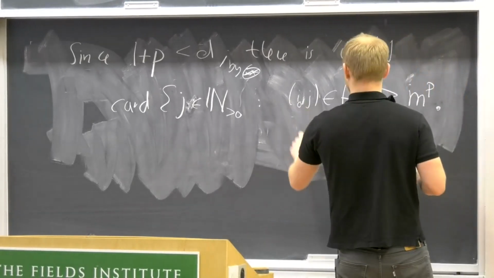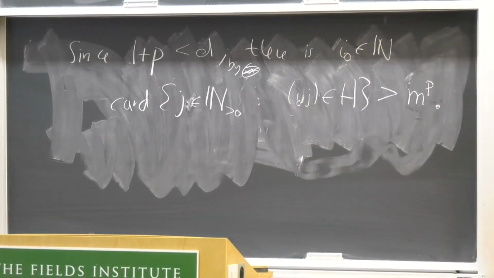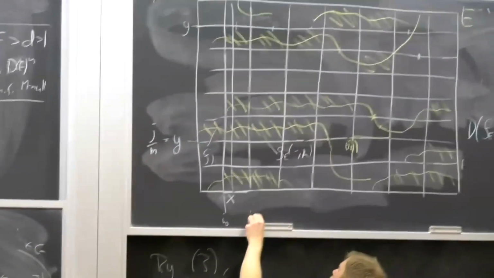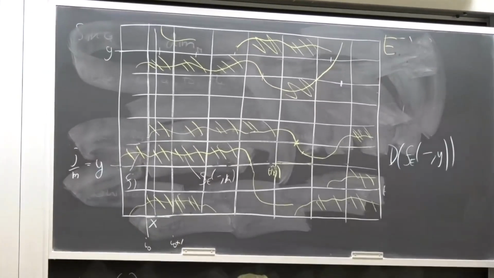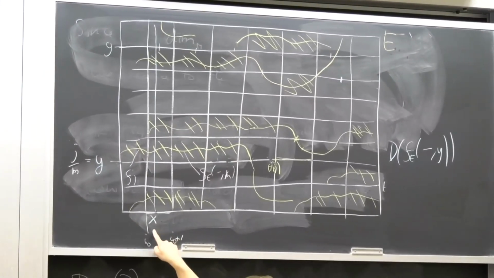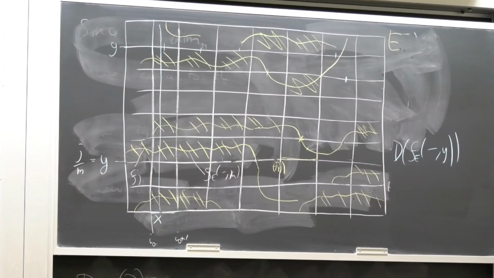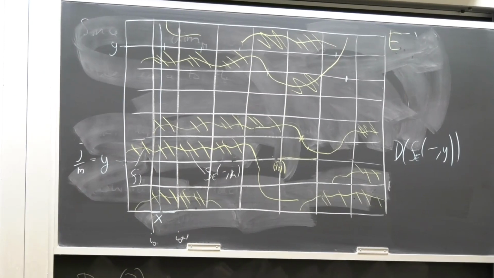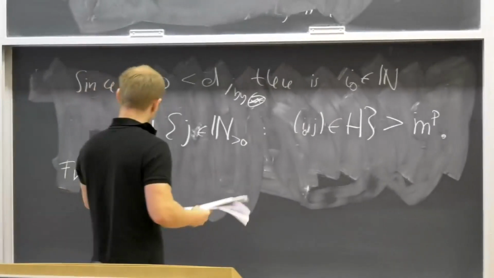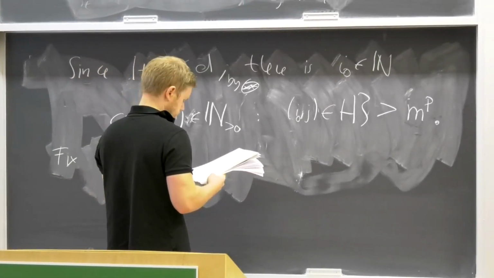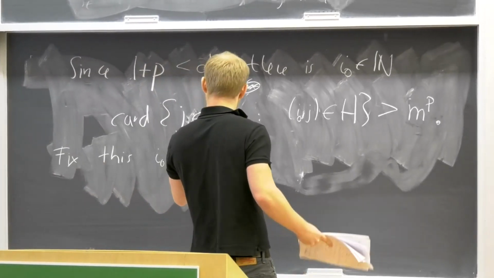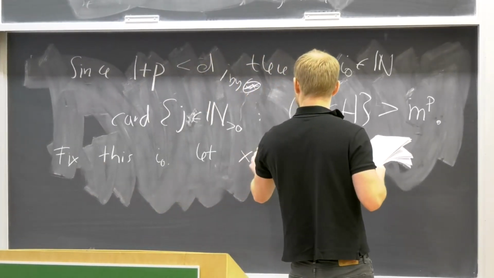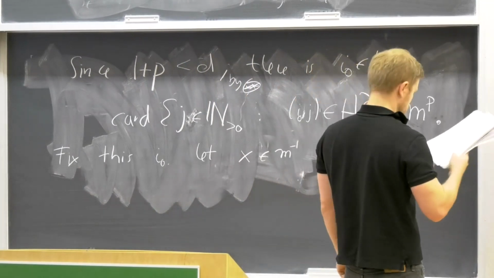And so this I naught, if you want to draw this here, this is the I naught here. And this is then I naught plus 1. And so the only thing now I have to say is that for every x in this interval, the fiber will be large. But this is almost immediate. So now fix this I0, and let us take any x in this interval. This should be divided by m.